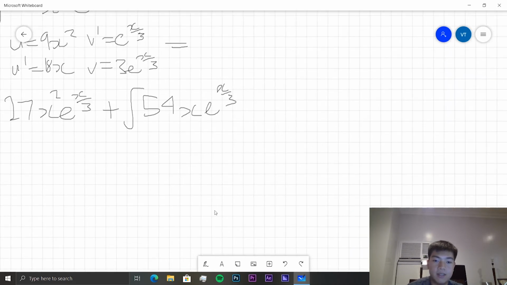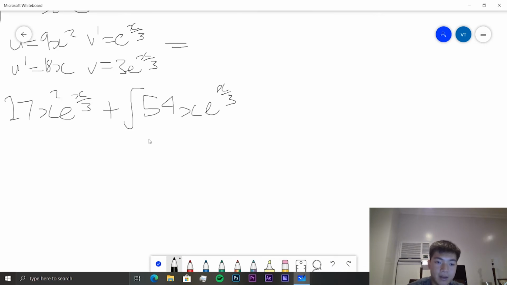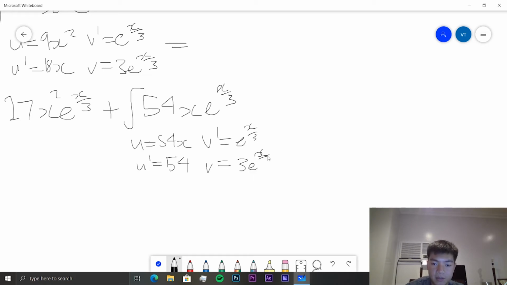And so finally we need to do it a third time. So we have u is equal to 54x, u prime is equal to 54, v prime is equal to e to the x over 3, and v is equal to 3e to the x over 3. So we get this is equal to plus 54 times 3.